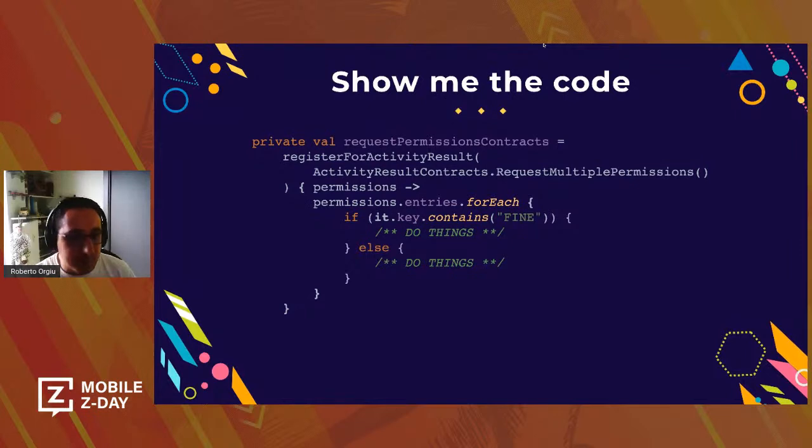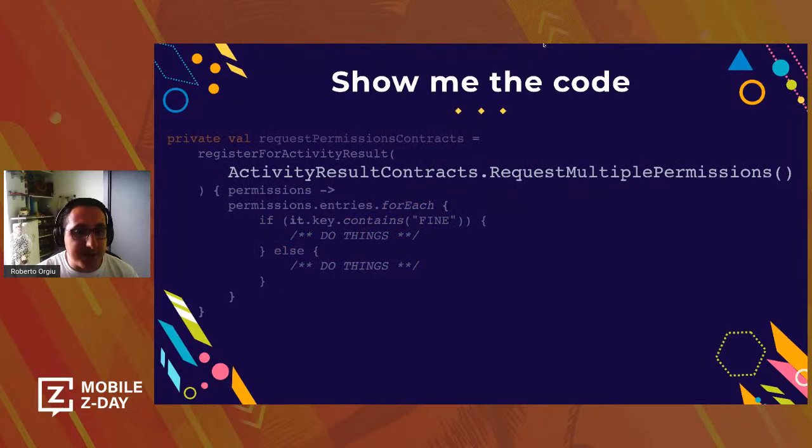The last step is this line here, that is the contract, because the register for activity result actually can take any activity result contract, and what we want to tell this function is what is the contract that we are using. In this case, the request multiple permissions. So in the lambda, we will have the result of all the permissions that have been granted right there.